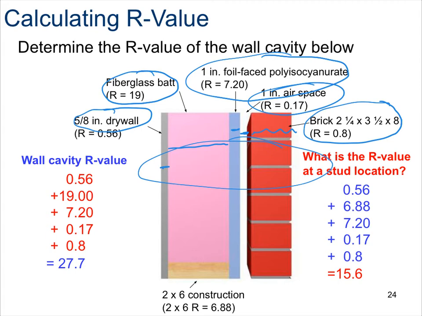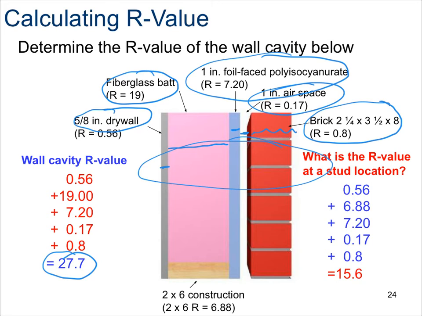You don't need to know them or memorize them or anything like that. So if I add those R values together, my bulk R value for the wall cavity is 27.7. Now, the next question on the right here says, what's the R value at the stud location?